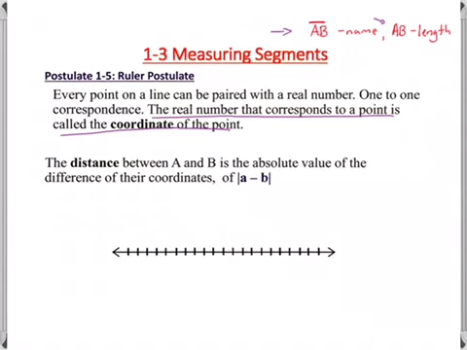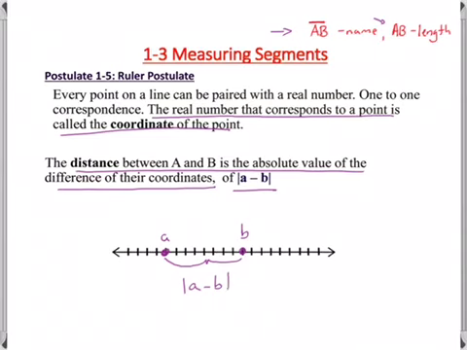The distance between A and B is the absolute value of the difference of their coordinates. And so we're talking about distance on a number line. So distance is the absolute value of the difference of the coordinates, or in this case, the absolute value of A minus B. So let's say we have point A here and point B here. To find the distance between the two, we would take A minus B, or the absolute value of A minus B. And so this is going to equal your distance on a number line. Keep in mind there are two different types of distance. We're going to talk about number line distance and then coordinate plane distance later on. But for right now, we're talking about number line.